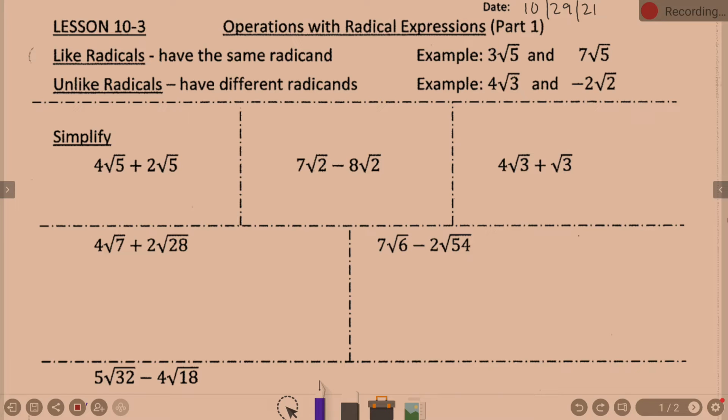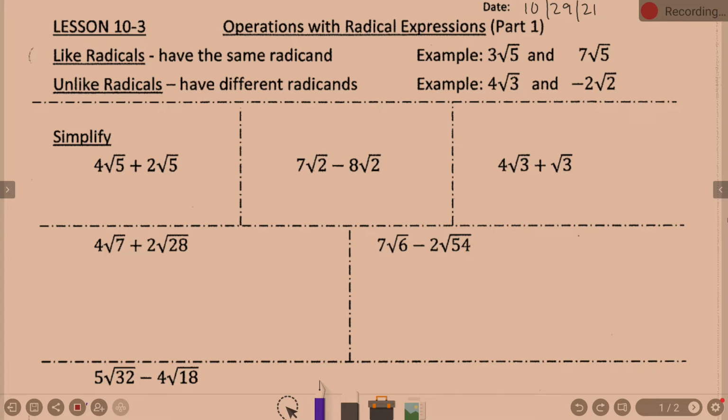So lesson 10.3 is operations with radical expressions. Radical meaning the square root symbol, right? Okay, we're better on that now? The first time I said that the other day, you guys were like, what? Okay, so radicals. We're talking about how you add and subtract radicals.